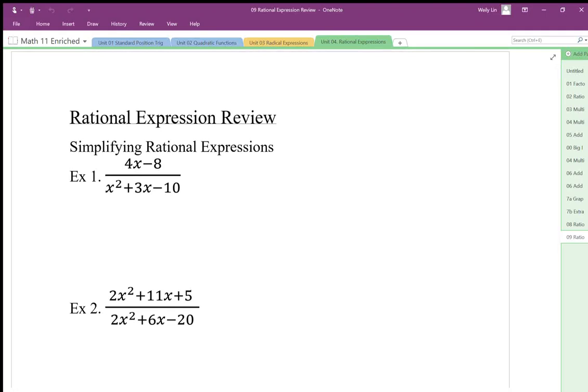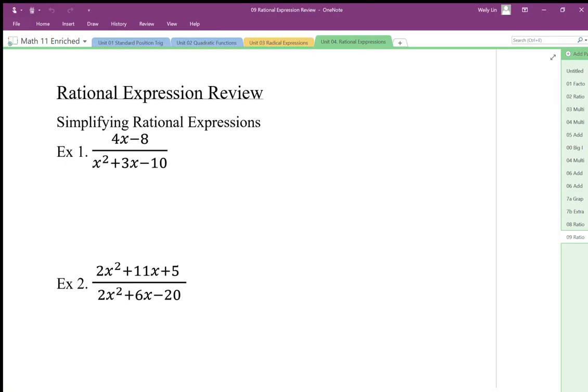So a big part of rational expressions is the factoring part. It's really important that we are able to factor well and know when the appropriate factoring is. So we always should start with the greatest common factor. So here we have 4x minus 8. To simplify this expression, we want to factor the 4 out.